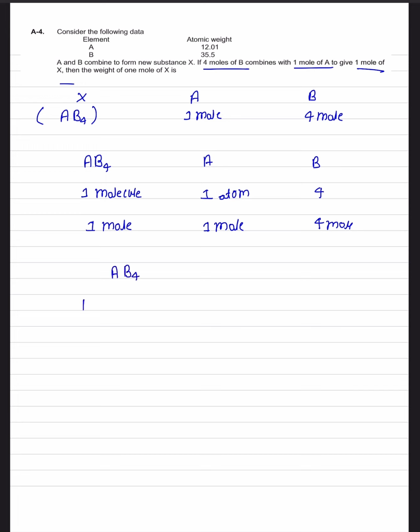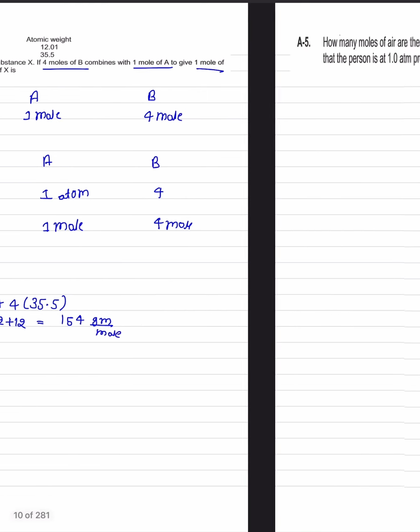We want the molar mass of AB4 because weight is given. So how much is the weight of A? 12 plus 4 into 35.5. So how much do we get? Can we solve this one? Simple. 35.5 into 4, how much do we get? 71, and double of 71 is 142, plus 12. So we got 154. So that will be the answer of this question. I hope this is clear to you.